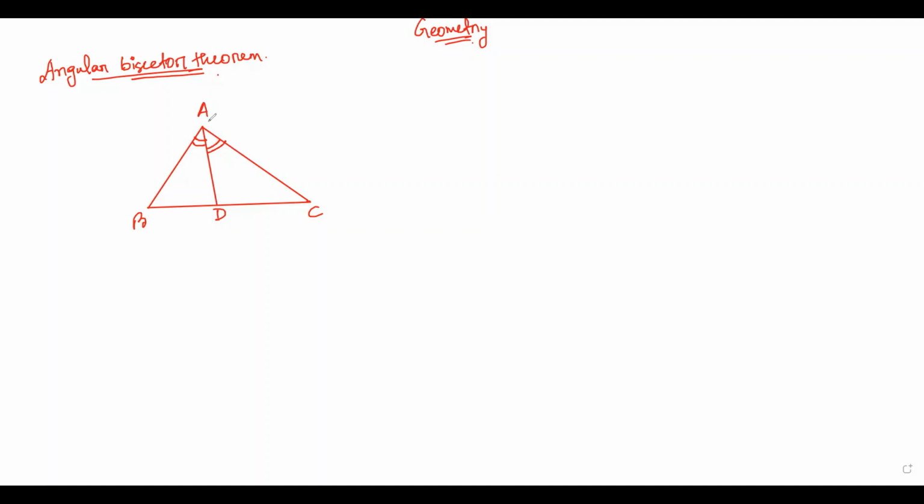Now, let us see what is an angular bisector theorem. The angular bisector theorem of a triangle states that the angular bisector of an angle bisects the opposite side in the ratio of the other two sides. That is, if AD is the angular bisector of angle A for this triangle ABC, then BD by DC would be equal to AB by AC.